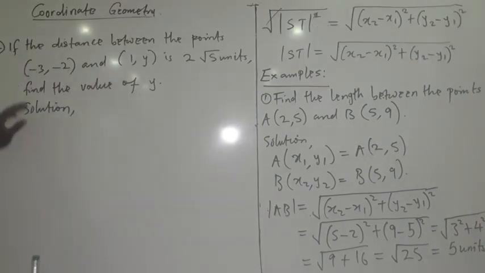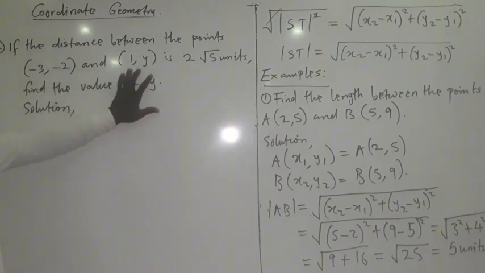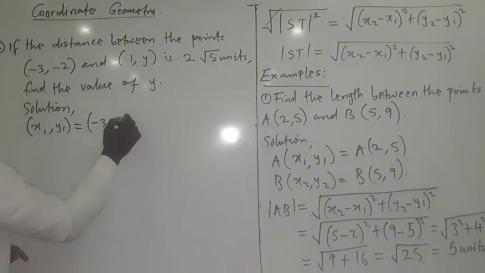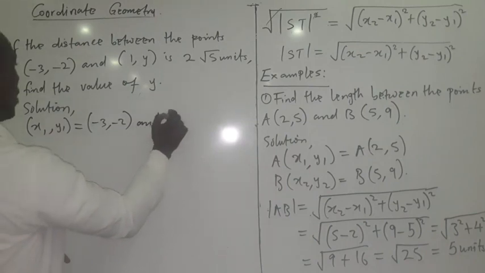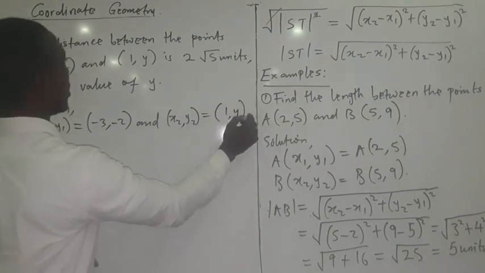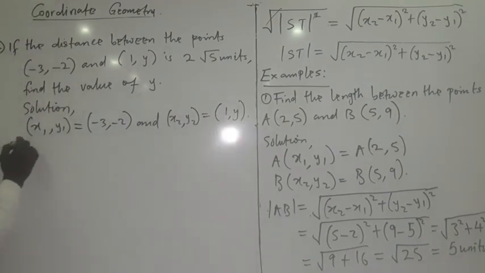Example 2 says, if the distance between the points (-3, -2) and (1, y) is 2 root 5 units, find the value of y. So here we have incomplete coordinates on the second point given, while the first point is complete. So our solution: x1, y1 is given as (-3, -2), and x2, y2 is given as (1, y).